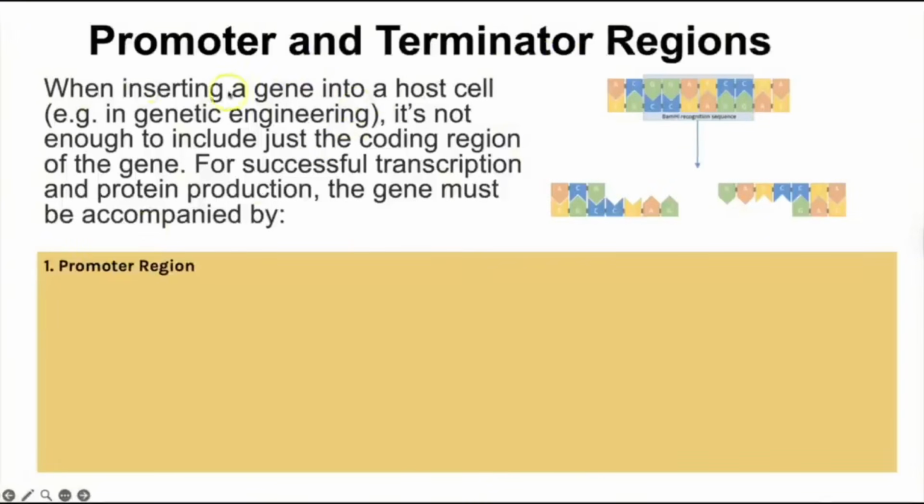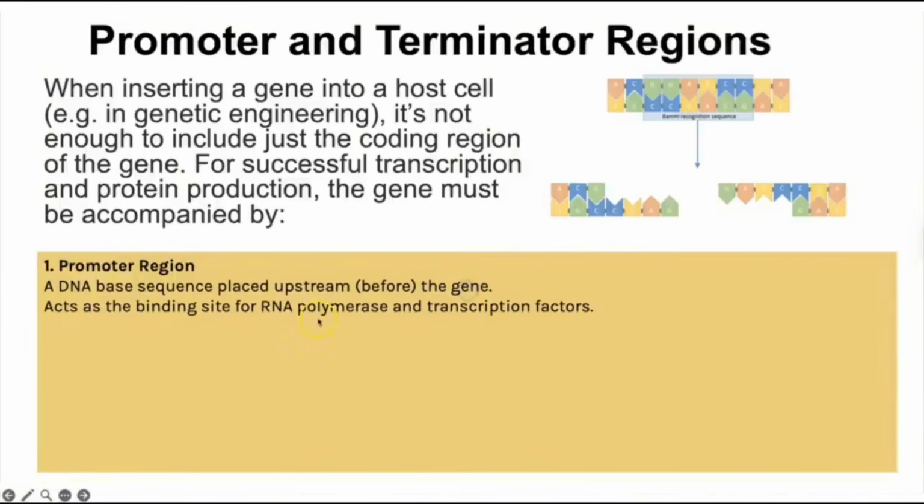So when we insert a gene into a host cell, so basically when we take one gene and put it into the DNA of another organism, it's not enough to include just the DNA base sequence that codes for the amino acids. For transcription to successfully occur, you also have to add a promoter region at the start of the gene. And the DNA sequence is inserted before the gene.